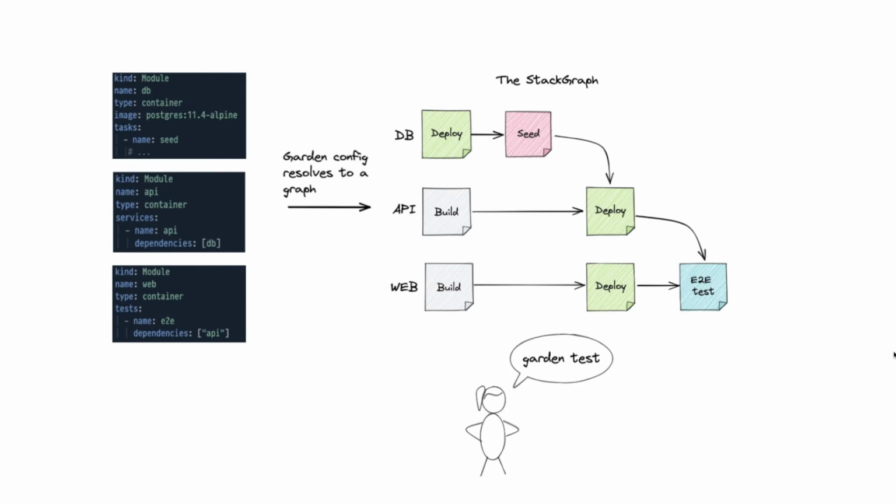It also gives us granular control. You can run garden build to build the entire stack. You can also run, say, garden deploy api, which will only build and deploy the API.